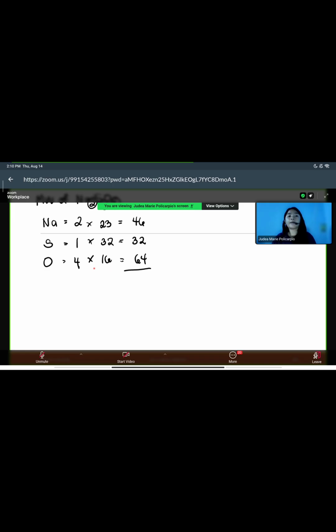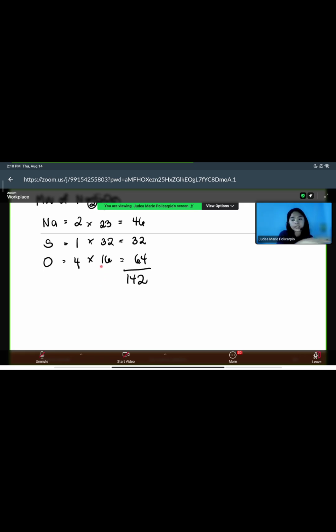I-total mo lang para makuha natin yung molecular weight ng sodium sulfate na anhydrous. So 46 plus 32 plus 64, this would give us 142. So therefore, ano pala yung molecular weight ng sodium sulfate natin? Sodium sulfate na anhydrous will have a molecular weight of 142. Okay, so saan natin ilalagay si 142? Where are we supposed to put the 142?